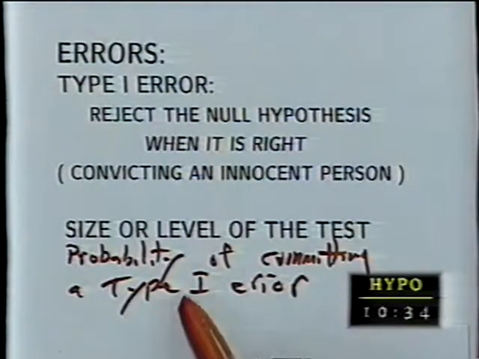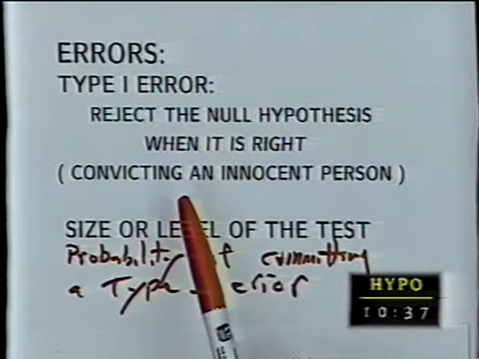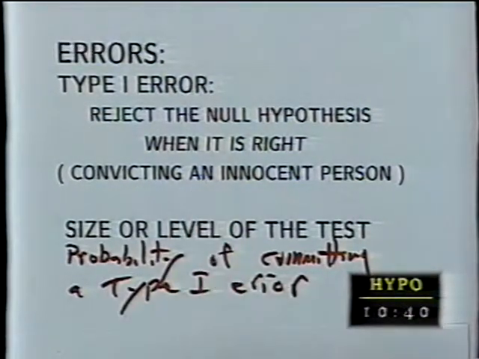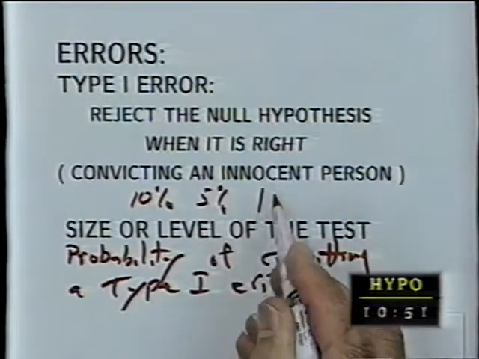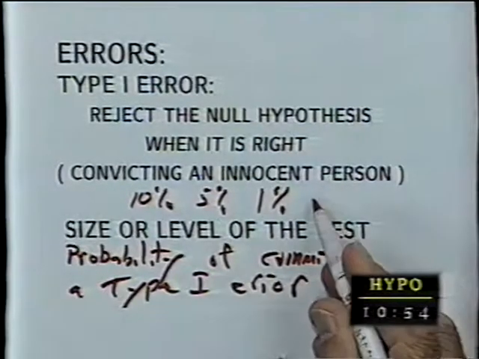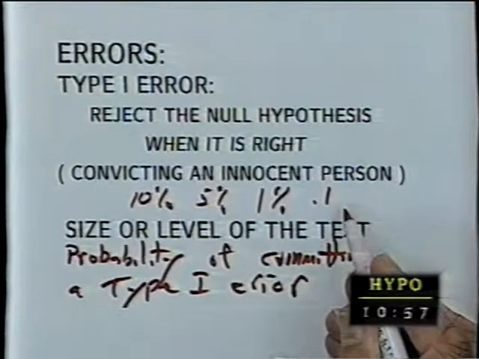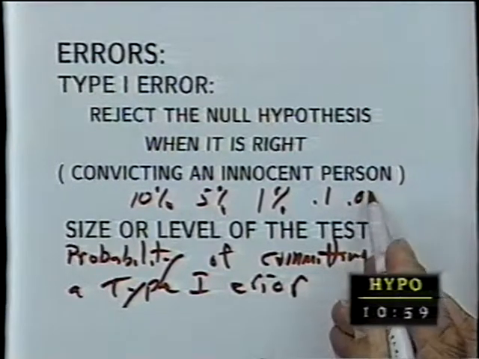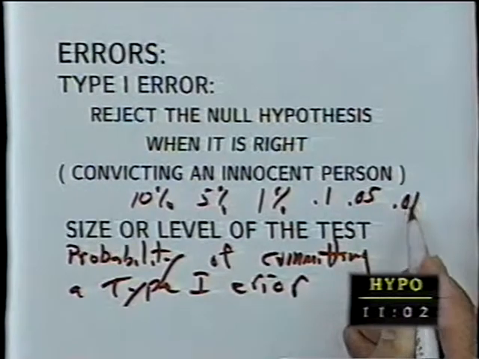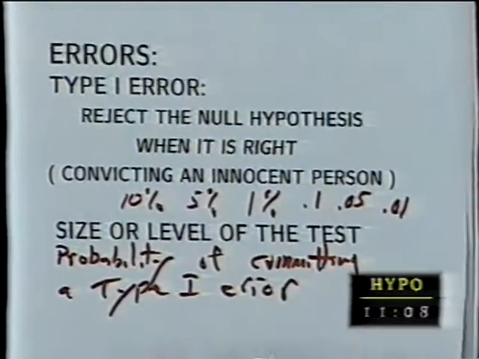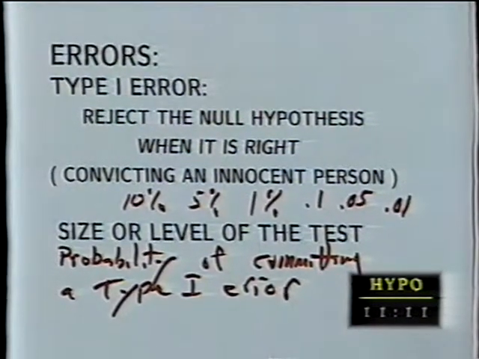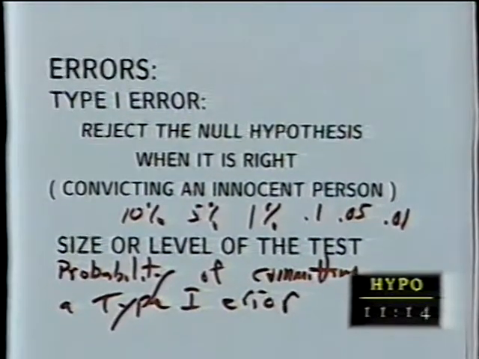When the judge says beyond a reasonable doubt, he means make sure there's a very small chance of your making a type 1 error, of your convicting an innocent person. And in statistics, we like to use specific probabilities. We're going to use 10% or 5% or 1% as our errors, often called a 0.1 level, or a 0.05 level, or a 0.01 level. Those are the levels of the tests we're going to be working with in statistics. So type 1 error is convicting an innocent person, that is rejecting a null hypothesis when it is indeed true.